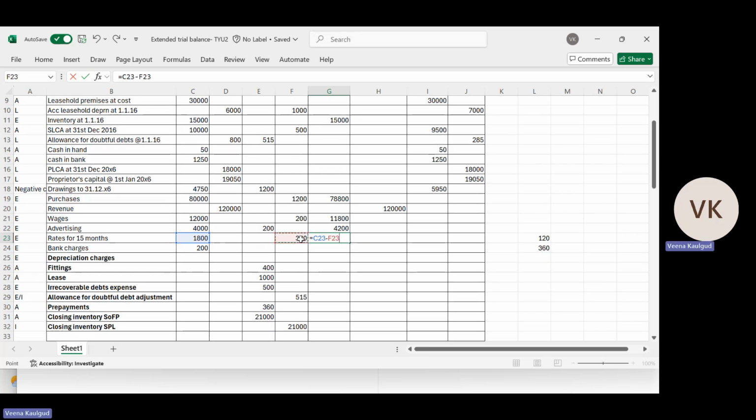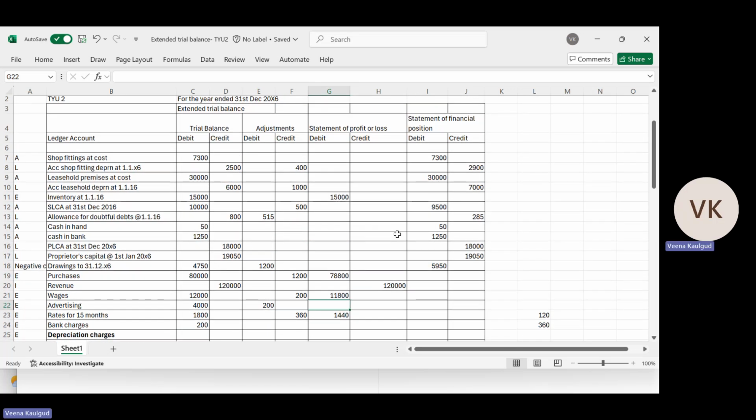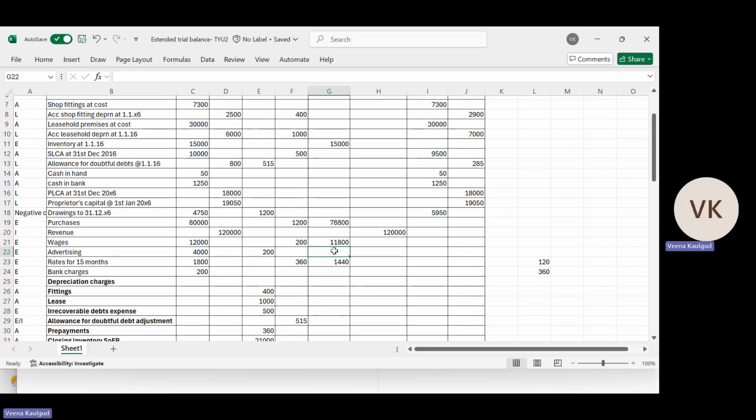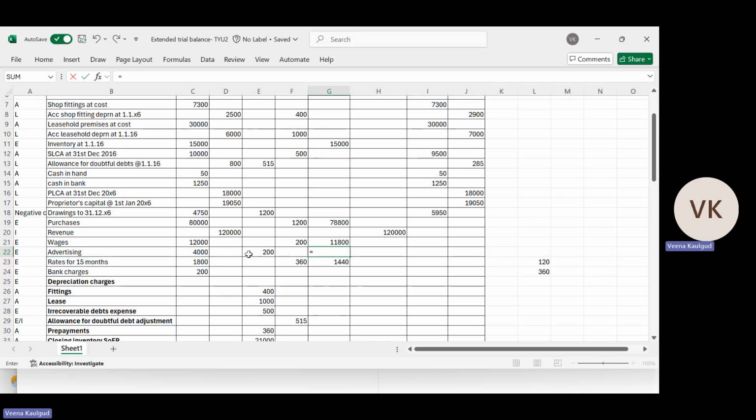Minus 360, making it 1,440. What is wrong with this? Let us see, there was a problem with the formula they are saying. Adjustments. Okay, so this one here is an advertising cost. 4,000 plus 200 equals 4,000 plus 200. Okay, I don't know why they're coming like this.